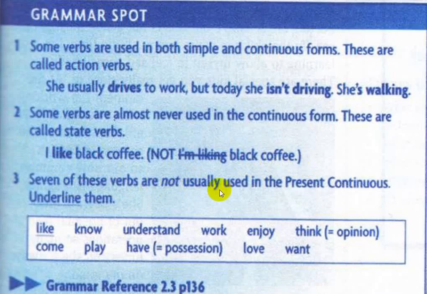Seven of these verbs are not usually used in the present continuous. Underline them. Seven of these verbs are not used in the present continuous, so they are state verbs. First of all, like is a state verb. Know is a state verb. Understand is a state verb. Think for opinion is a state verb. Have for possession is a state verb. And love and want. These seven are all state verbs. But work, enjoy, come and play are action verbs.